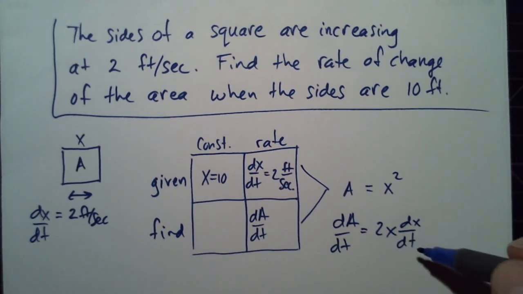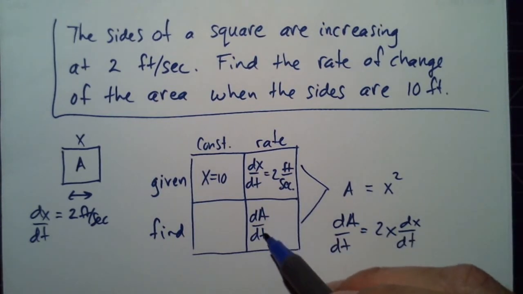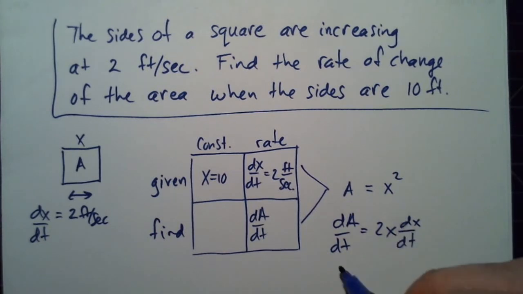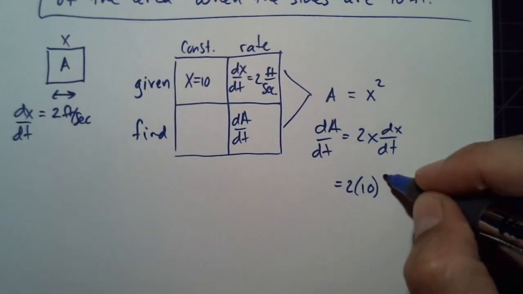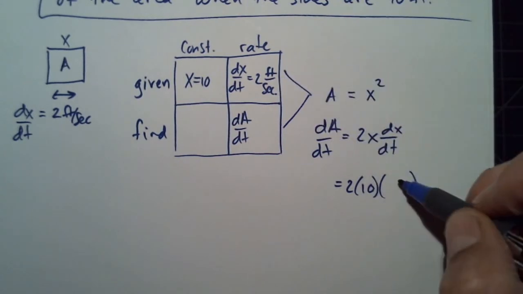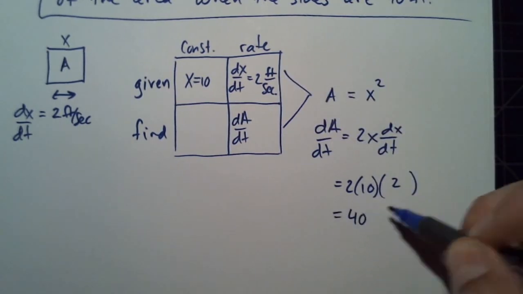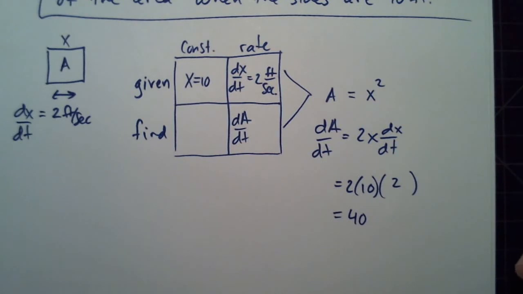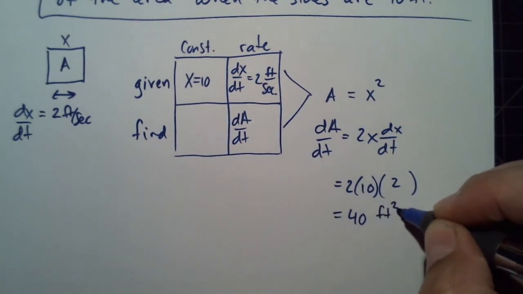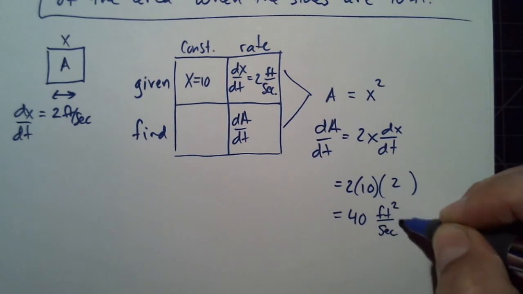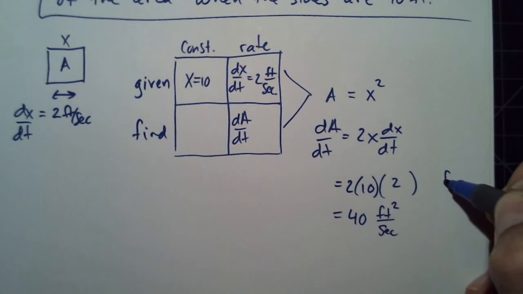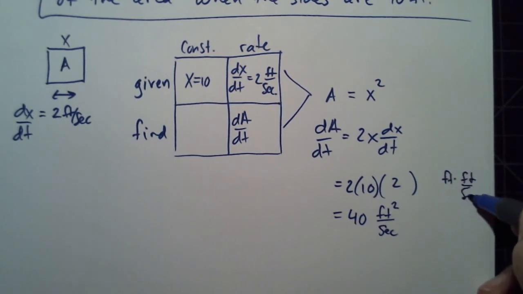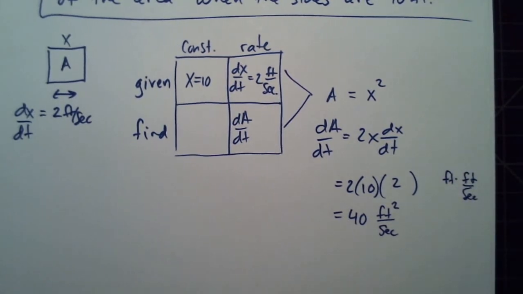And then we substitute what we know and solve for what we're trying to find, dA/dt. x is 10, dx/dt is 2, so we have 40, and that will be in square feet per second. And we can keep track of these units by looking at, this is feet, and this is feet per second. If you have feet times feet per second, we get square feet per second.